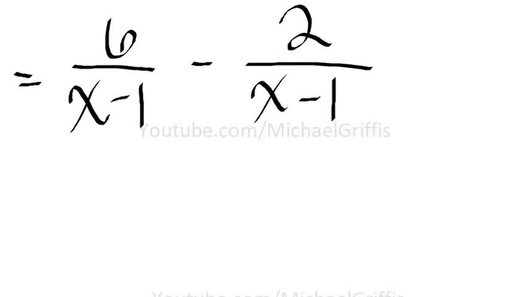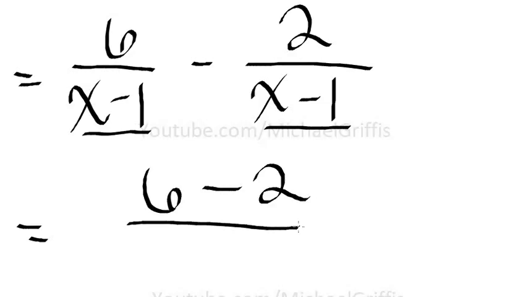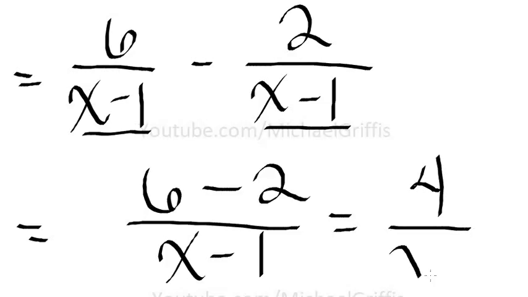Now what do we got? Well, now we have common denominators. So we're going to do 6 minus 2 in the numerator. And now we're left with 4 over x minus 1. 4 over x minus 1. Yeah, that was a trick there. You know what? Only 5 minutes has gone by. Let's work another one.